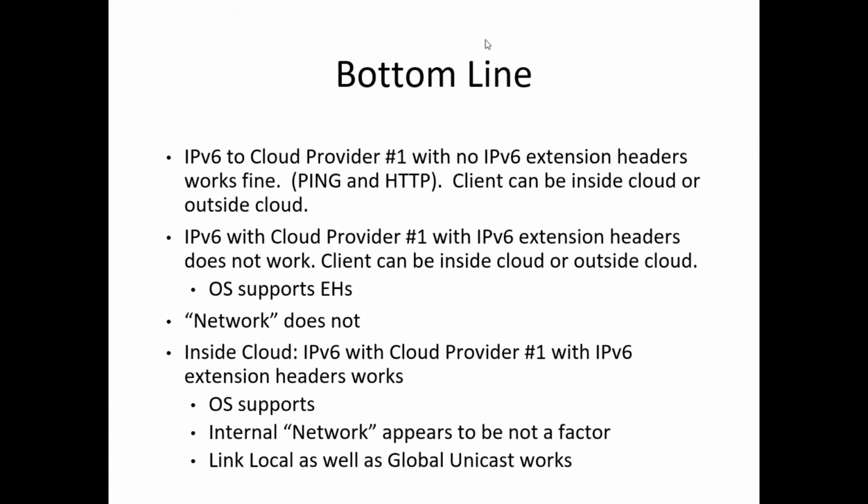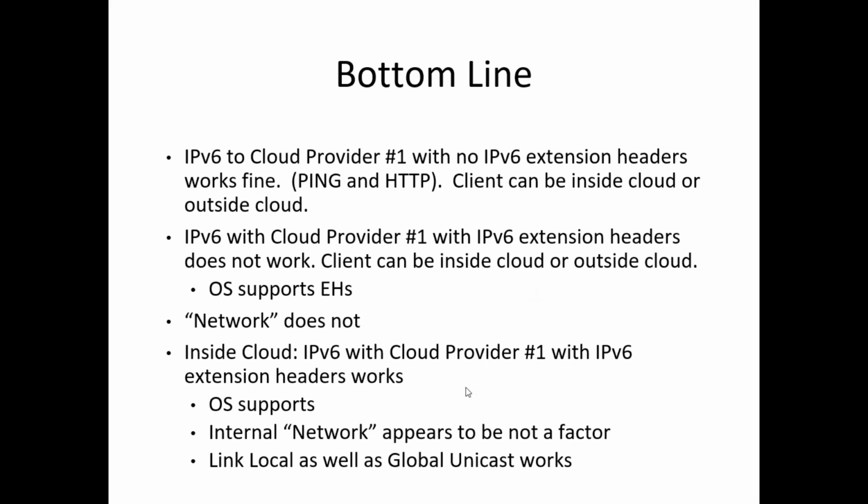So the bottom line here is, if you're going inside the cloud alone, with cloud provider number one, IPv6 extension headers seem to work just fine. The OS supports it, and whatever is inside the internal network doesn't seem to be a factor. So that's great. I tell you, it gives me hope that going outside, there may just be one small policy or one small box which needs to be changed, and then we can go outside the cloud as well.